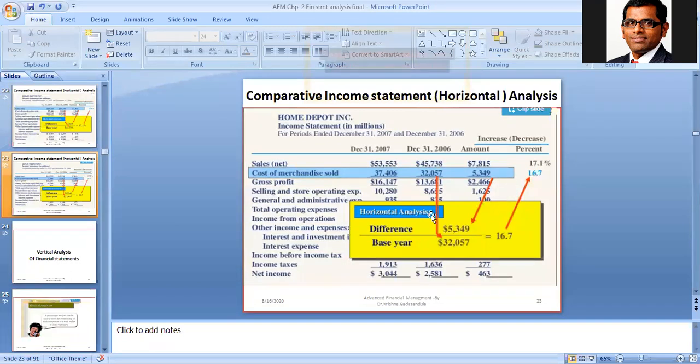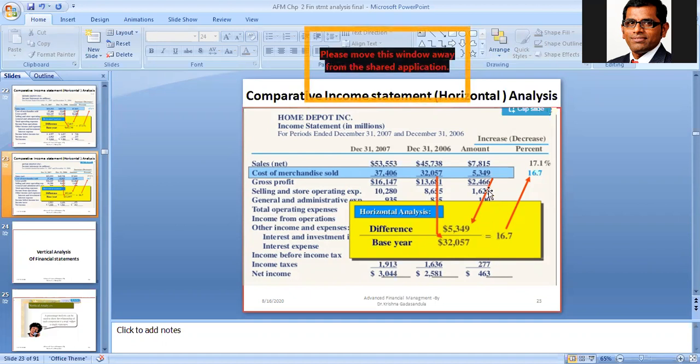Right, like this, you can compare. You can do all the comparative analysis for every item, for every situation. You can take it and you can do the interpretation. So this is what horizontal analysis of the income statement and balance sheet is. Like this, you can calculate this.